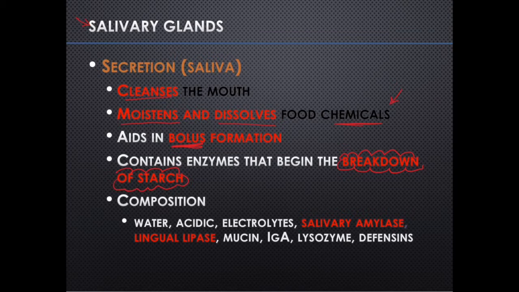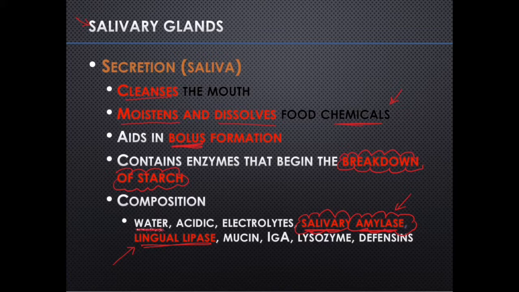If you remember, the first site for chemical digestion is going to be the oral cavity because of the presence of the salivary amylase and the lingual lipase, which are two digestive enzymes. One is going to be breaking down the starch, and the other one is going to be helping with the breakdown of the lipids. But mainly here, the one that we need to focus on is going to be the salivary amylase.